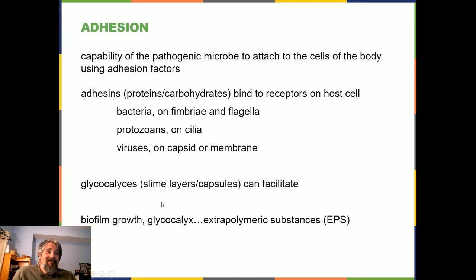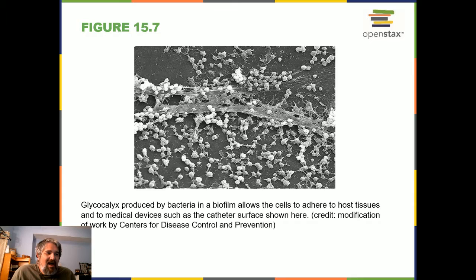Glycocalyxes, remember our slime layers and our capsules, they can facilitate adhesion, as well as performing their function of helping evade the immune system. And then biofilm growth, glycocalyxes, extrapolymeric substances, these all help with adhesion. So particularly when we're talking about things, this is a Staphylococcus, but here is a biofilm being produced by organisms on a catheter. And yeah, so that's adhesion.